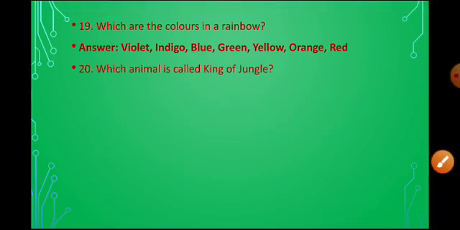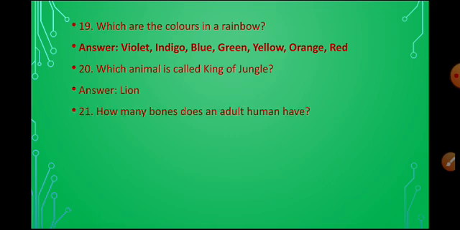Now next question. Which animal is called king of the jungle? As we have read in class 3, that is the lion. Next question. How many bones does an adult human have? It means a grown up man, how many bones are there in a grown up man? So there are 206 bones in a grown up man or a young man.